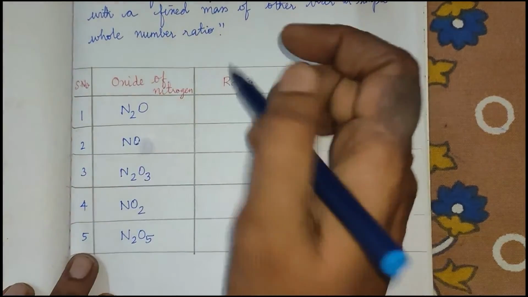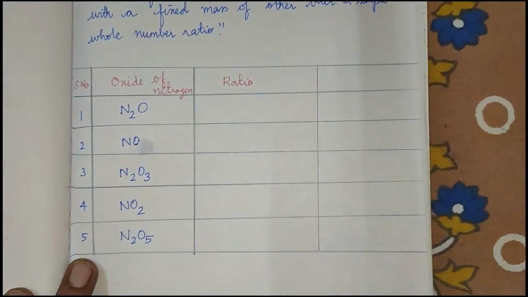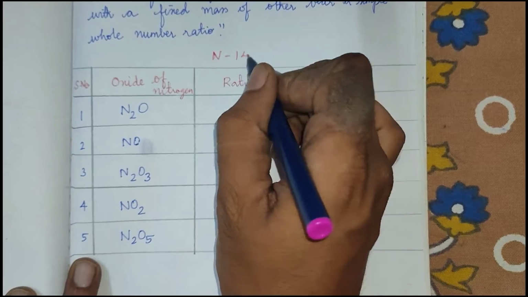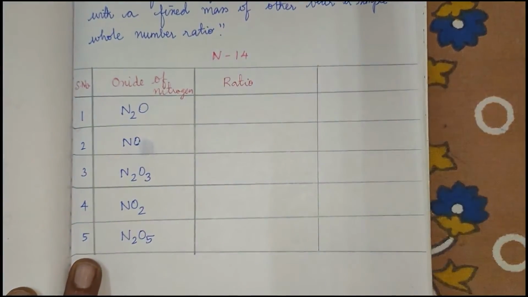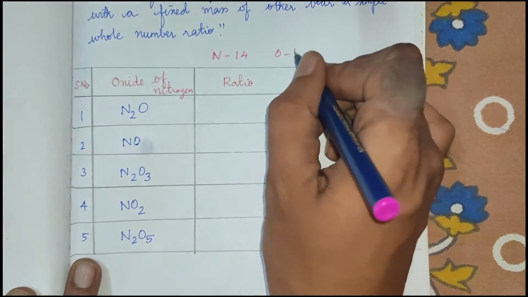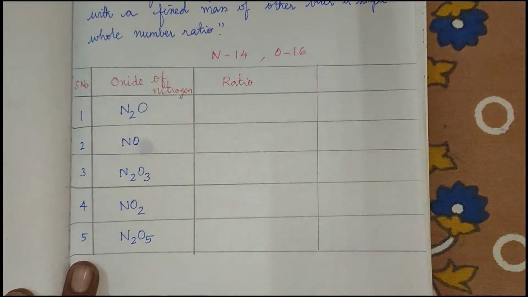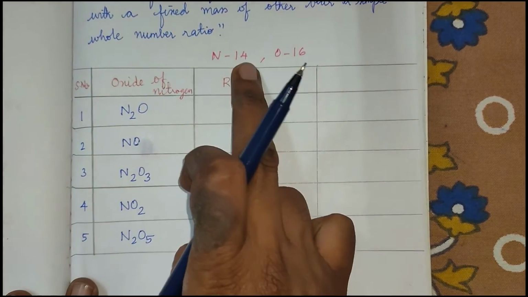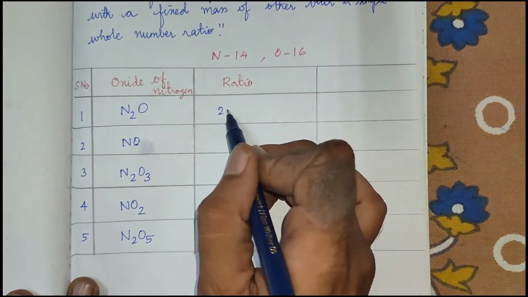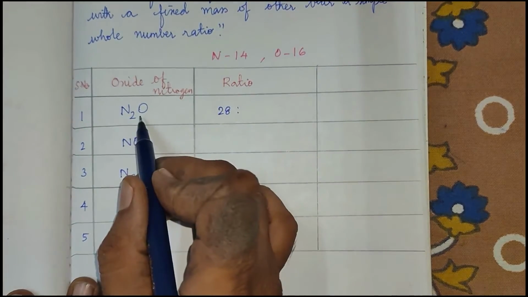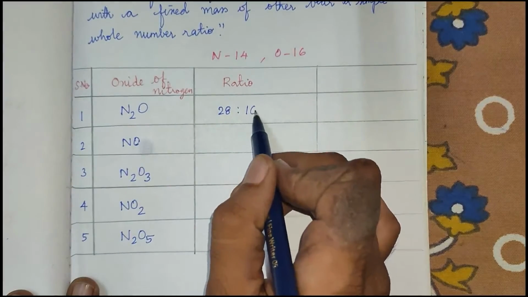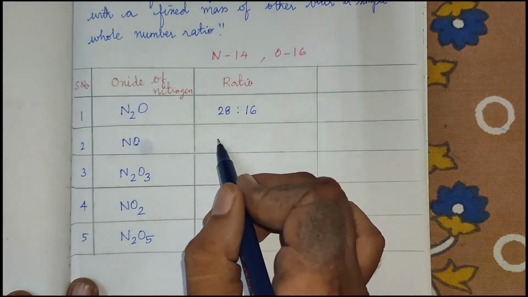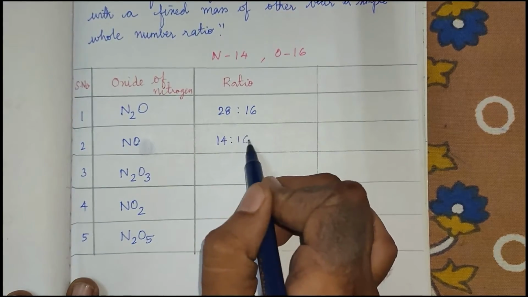Now what is the atomic mass of nitrogen? The atomic mass of nitrogen is 14. What is the atomic mass of oxygen? The atomic mass of oxygen is 16. So in the first case we have 2 nitrogen, so 2 into 14 is 28. You have only 1 oxygen, so it is going to be 16. In the second case there is 1 nitrogen and 1 oxygen, so the ratio is going to be 14 is to 16.